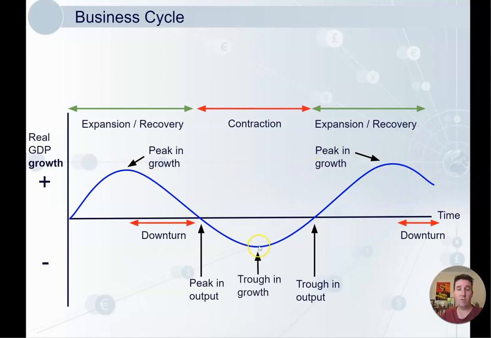Over here, we've got a trough in growth, because that's our lowest level of growth. These troughs can appear up here. Governments will do everything they can to avoid recessions, so they'll avoid negative growth. So often the trough will come above this x-axis, and that's fine.